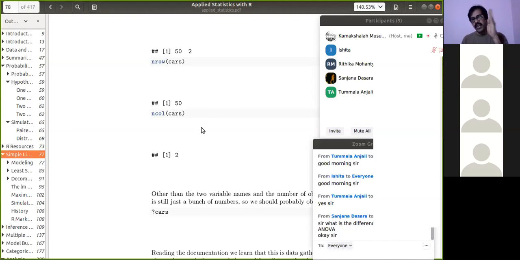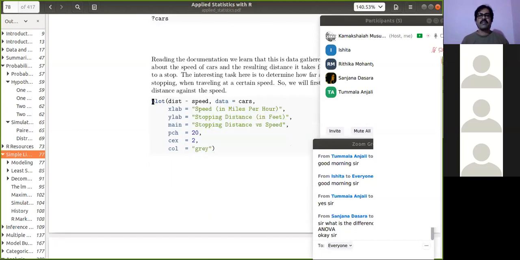Just like ANOVA. In ANOVA, y is non-categorical, x can be categorical. But in a two sample t-test, x can be categorical, but most of the time it is not accepted. So that is the fact behind it.